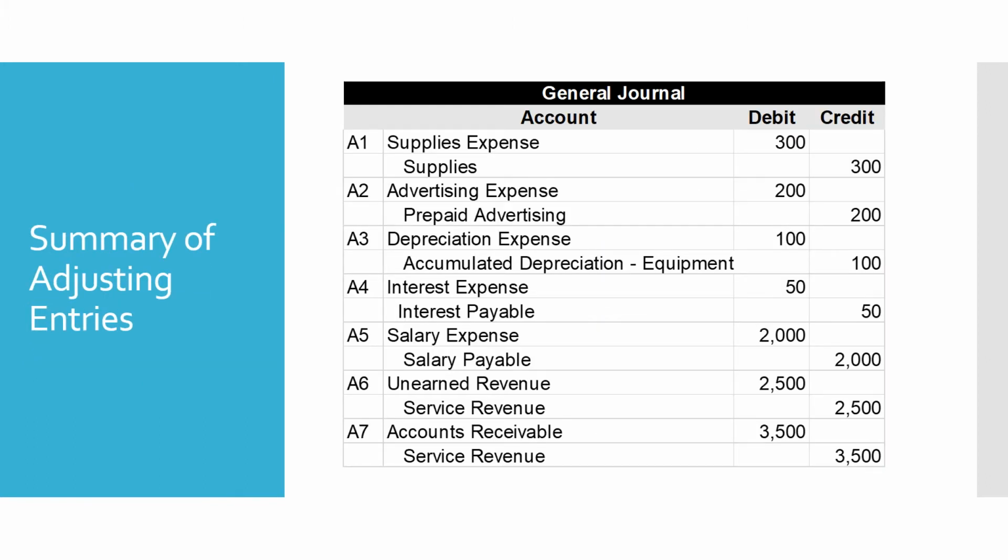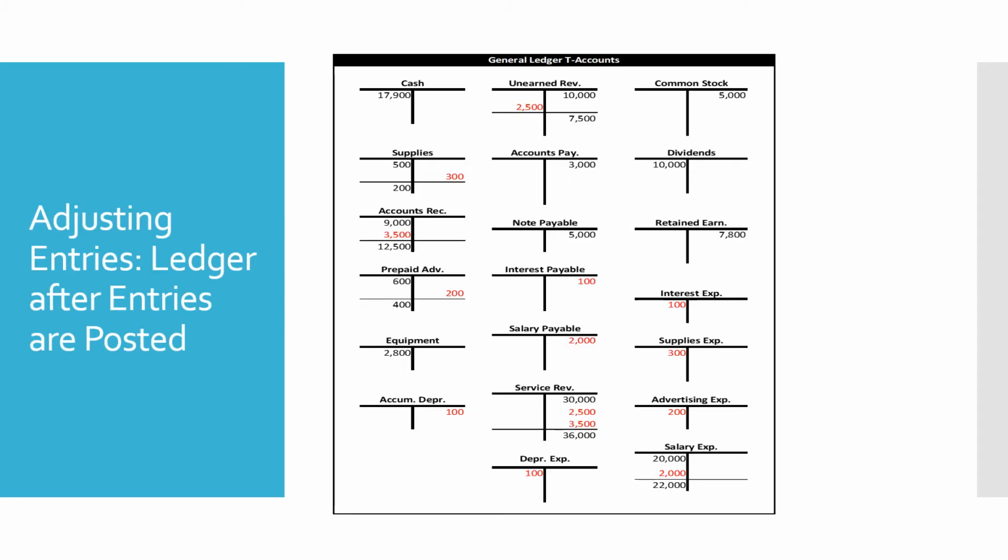So here is a summary of all the adjusting entries that we made. I've just numbered them A1, A2, A3, and so on in the order in which we prepared them. And so those adjusting journal entries are going to get posted to the ledger accounts. And here is what our ledger accounts look like after those entries have been posted. So I have included the new amounts, the adjustments, in red here, and then we have come up with new balances in each of these accounts. Some of the account balances have increased and other account balances have decreased.